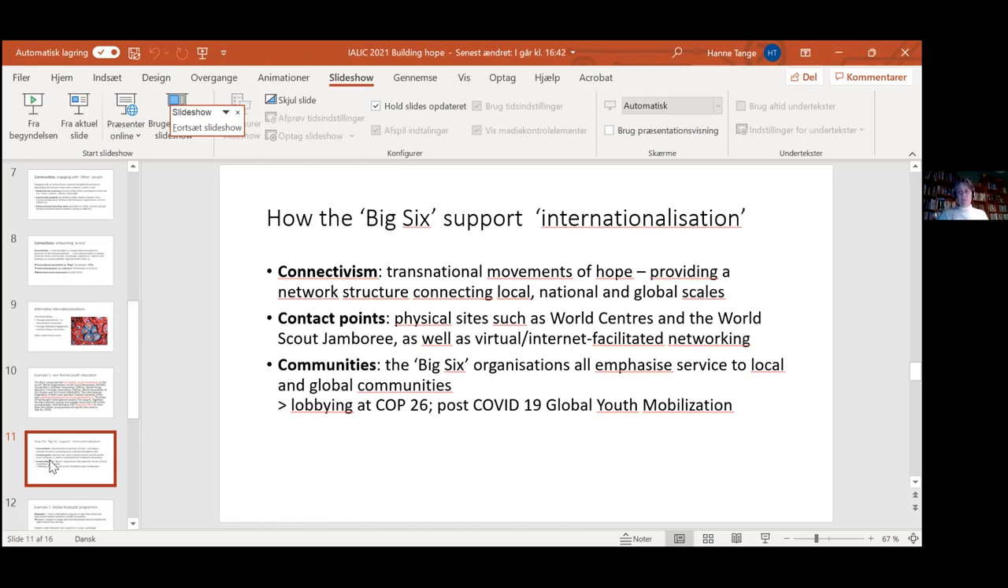So this is one example, and this is a big example, of course, of an organization that can facilitate an alternative form of internationalization.